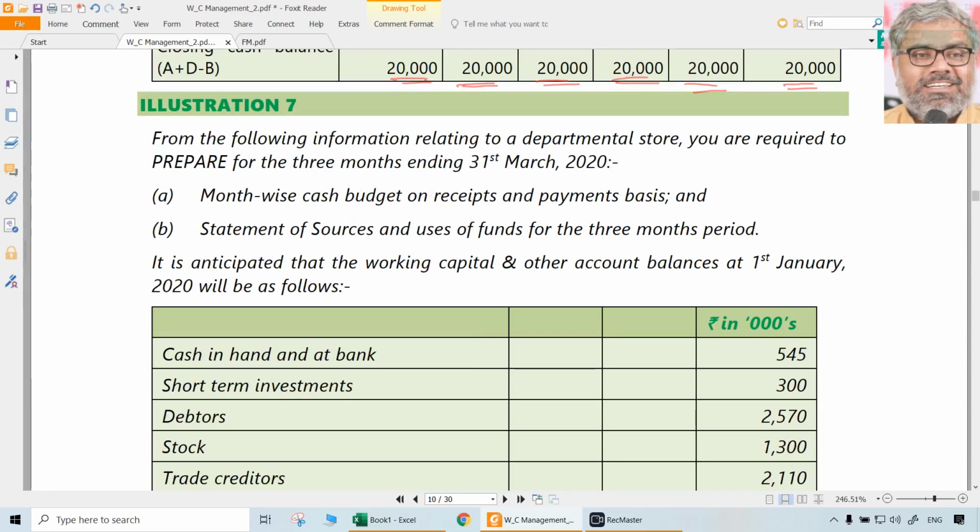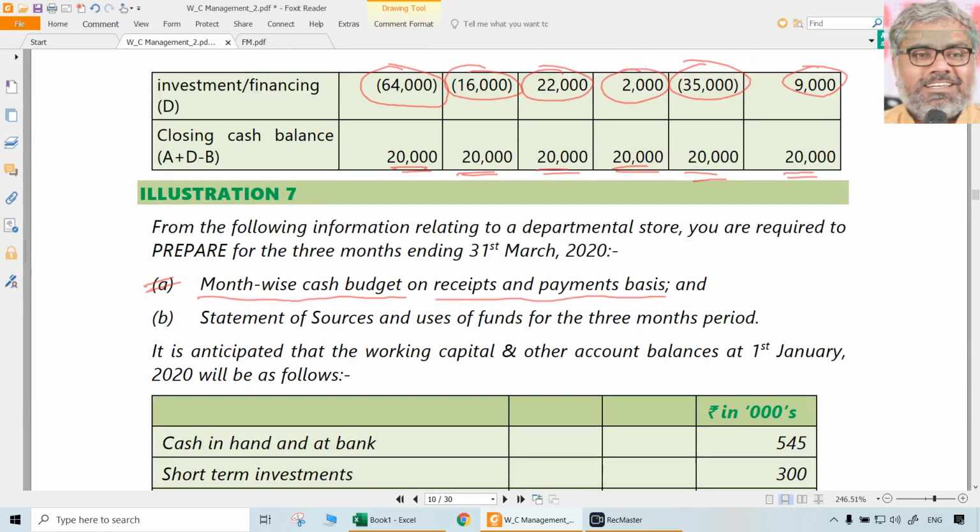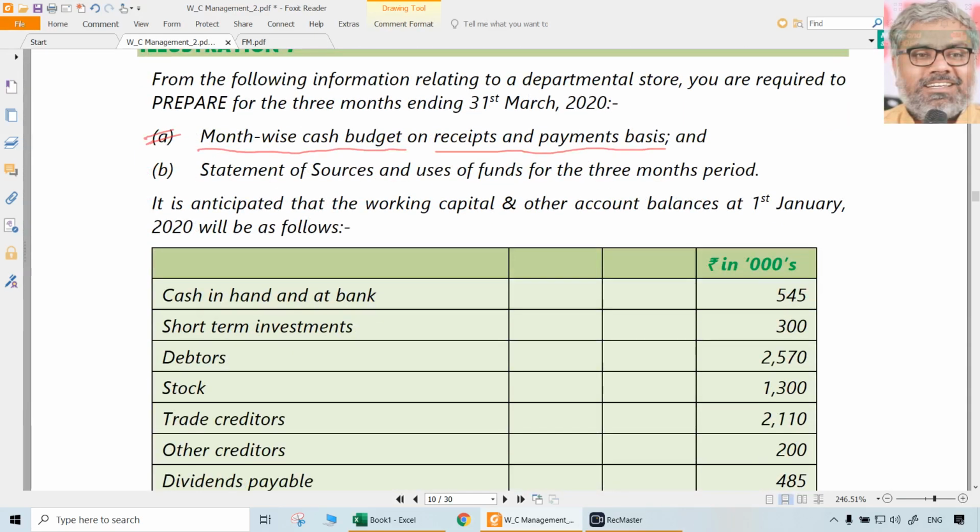Now moving to another illustration, that is illustration 7. From the following information relating to a departmental store, you are required to prepare for the 3 months ending 31st March 2020 a month-wise cash budget on receipt and payment basis, like what we did just now. What method we used is receipt and payment basis only, that is the month-wise cash budget. Second is a statement of sources and uses of funds for the 3 months period. So the second one is like a cash flow statement, but we don't call it a cash flow statement. We can call that sources and uses of funds. So funds is the word used here.